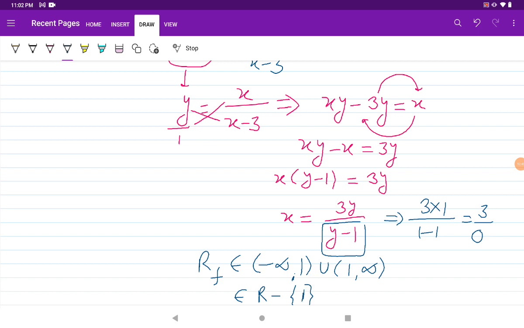Okay, so in this way we can find domain and range. Hope this concept is clear to you.